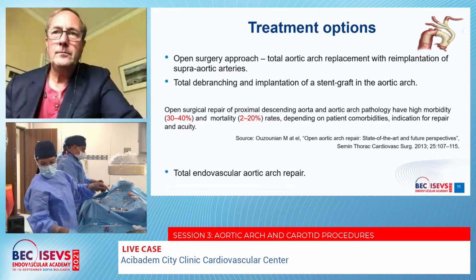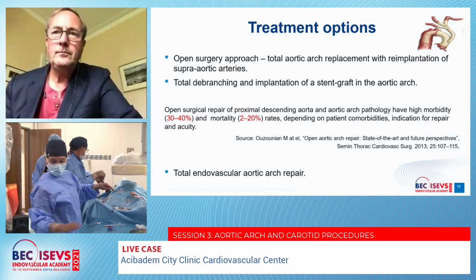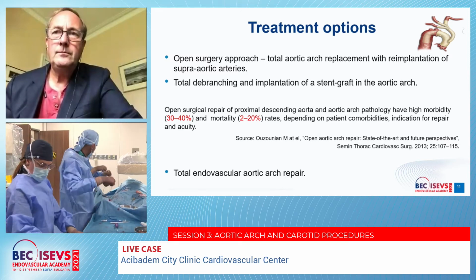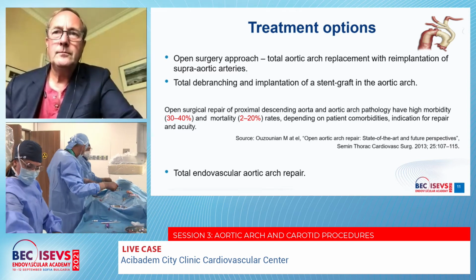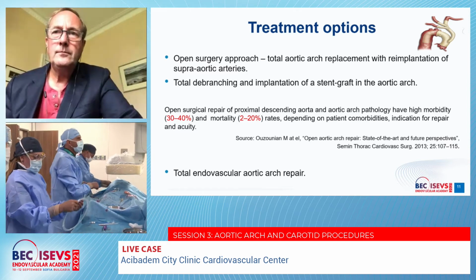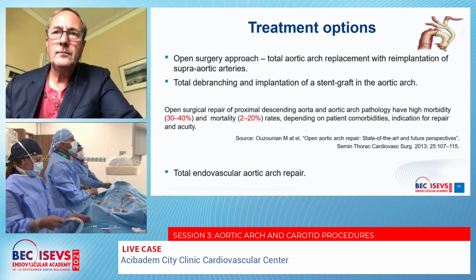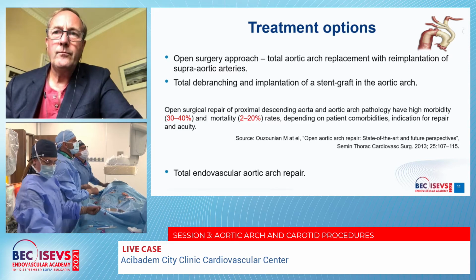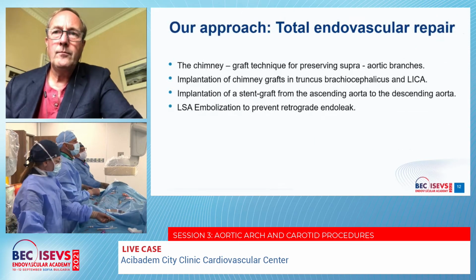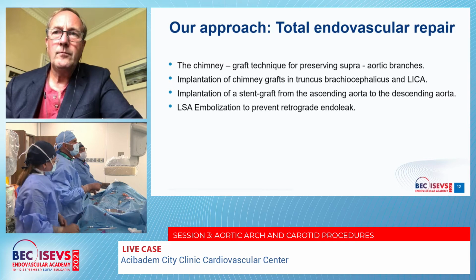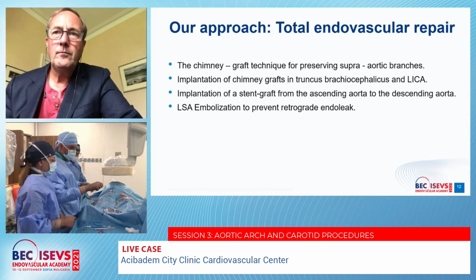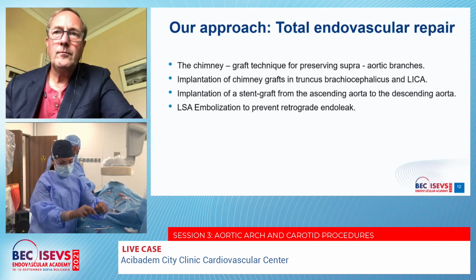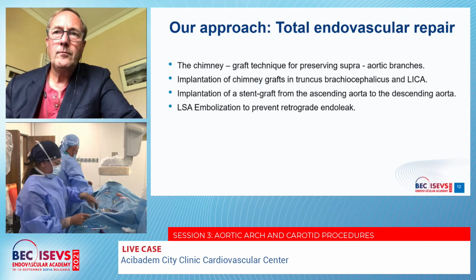We had several treatment options. The first one was open surgery, total aortic replacement with reimplantation of the supraortic arteries. The other one was hybrid intervention with the branching of the supraortic arteries and implantation of stent graft. And the third one, the one we are going to do now, was total endovascular aortic arch repair. The plan for today is total endovascular repair with two chimneys from the supraortic vessels, one in the brachiocephalic and one in the left common carotid artery.